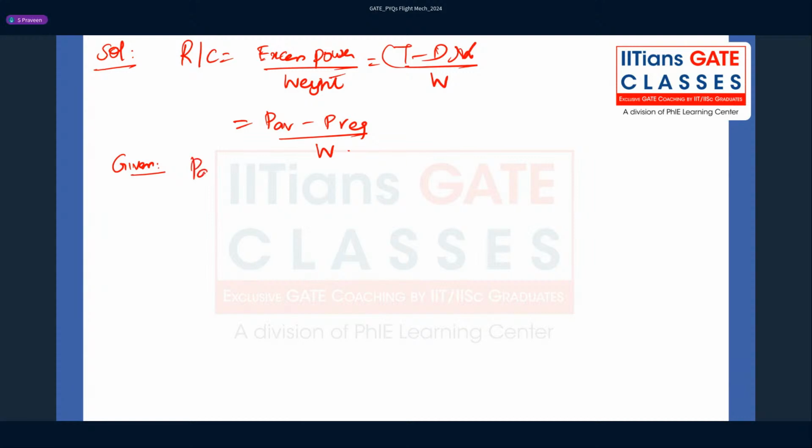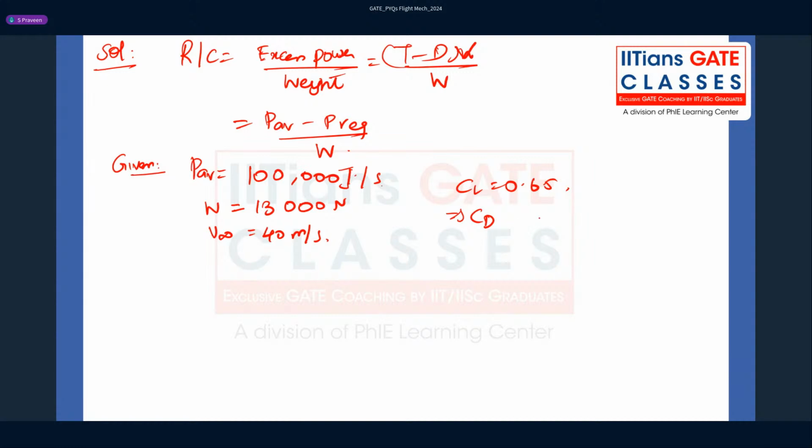So the power available is given as what? It is 100 kilojoules per second. Next, weight is given as 13 kilonewton, and the free stream velocity is given as 40 meter per second. And CL is given as 0.65. So therefore, from that drag polar, determine the CD. CD equals 0.025 plus 0.04 CL square. Substitute it over here to get CD, right?